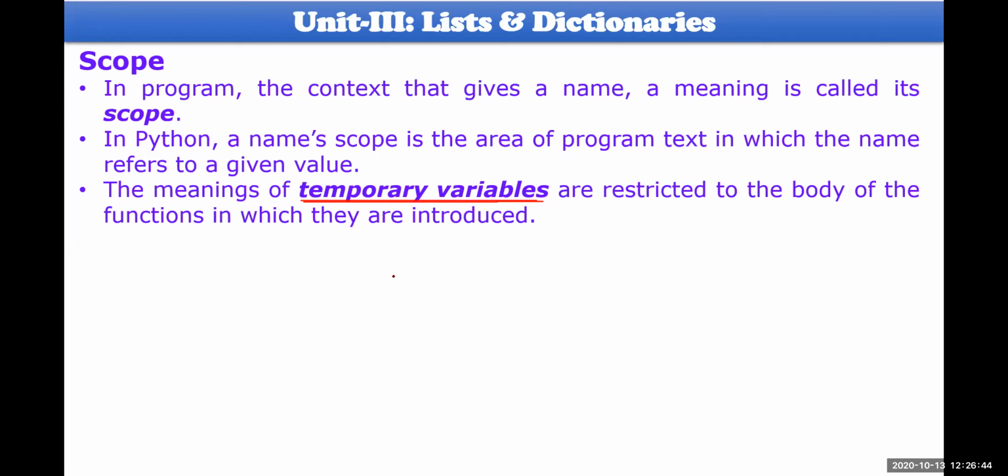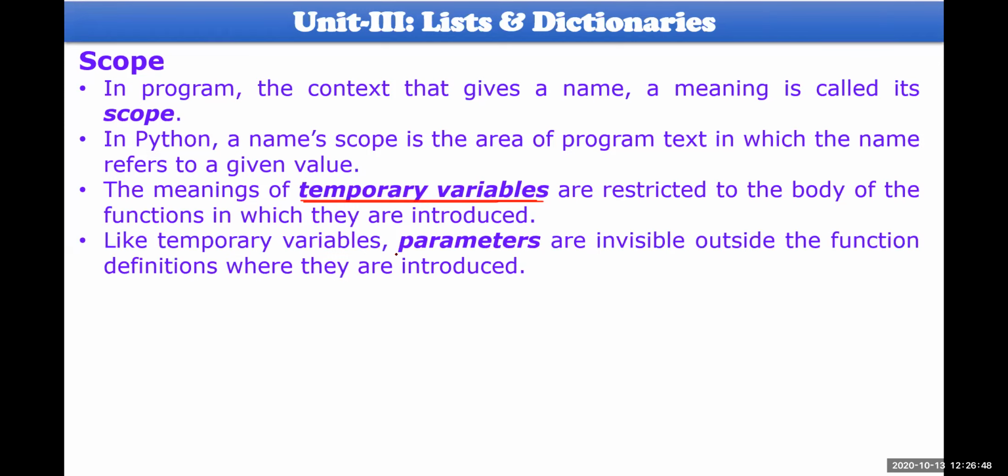And like temporary variables, you have parameters also. Parameters could also be considered temporary variables. They take their values into the function, and they could not be identified with other program space. That is called the scope of the specific thing here.